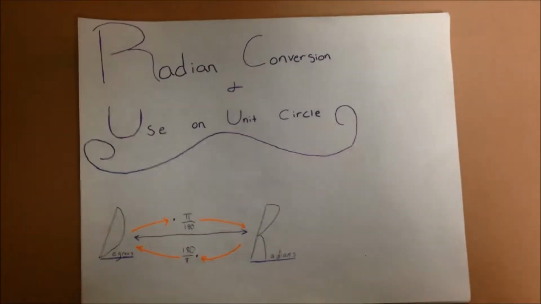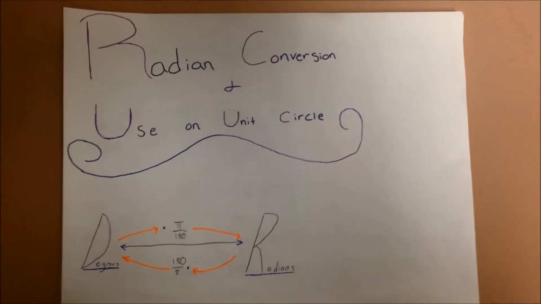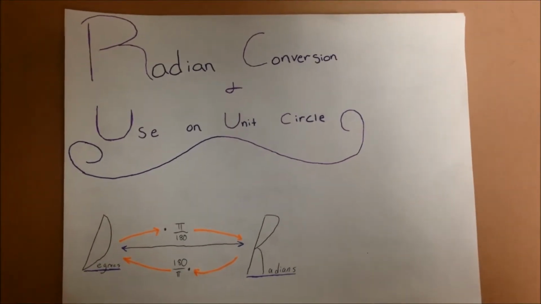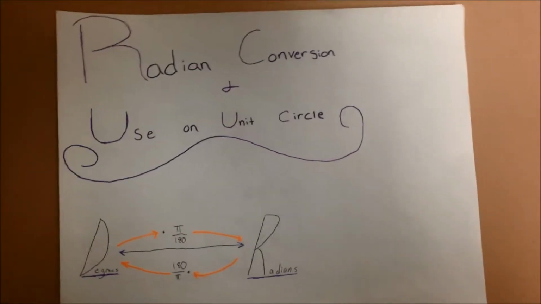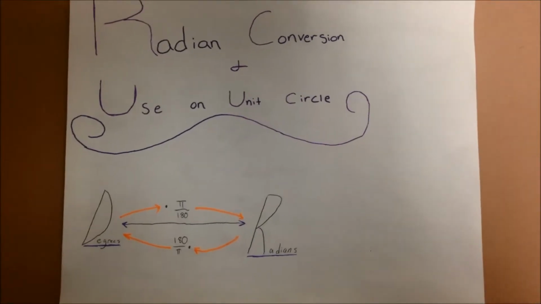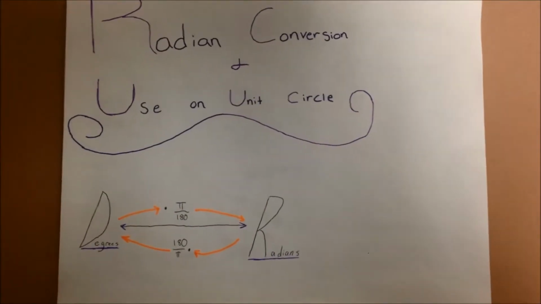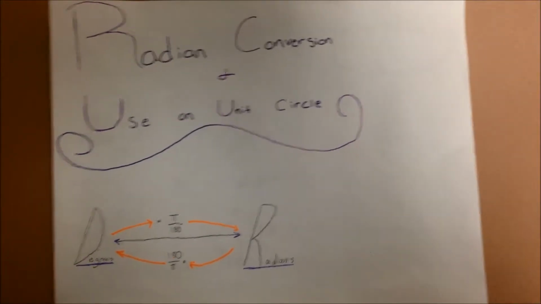Radian conversion and use on the unit circle. To convert degrees to radians, you would multiply degrees by pi over 180. And to convert radians into degrees, you would multiply radians by 180 over pi. And you would use this on the unit circle to find the trig functions.